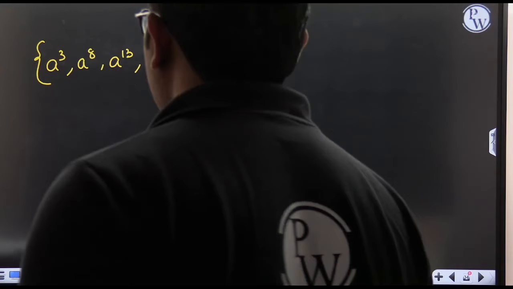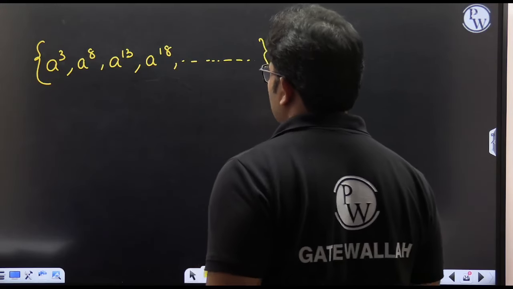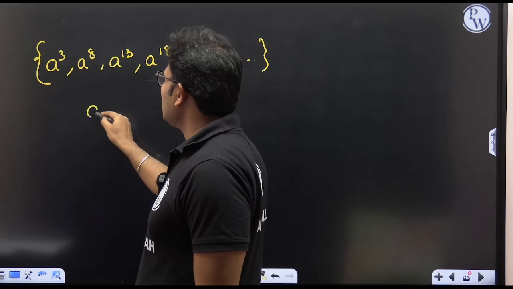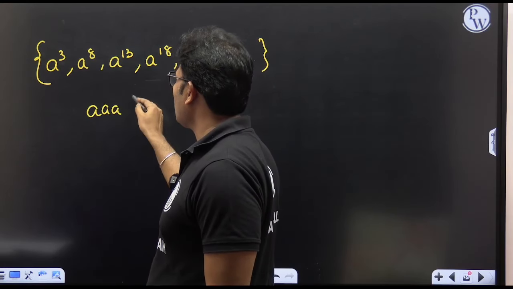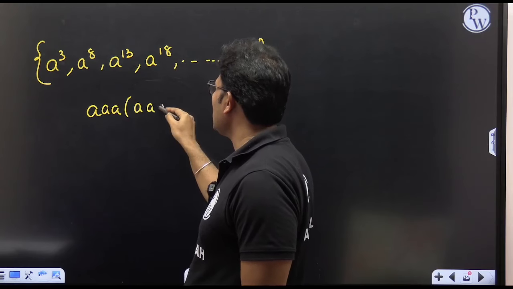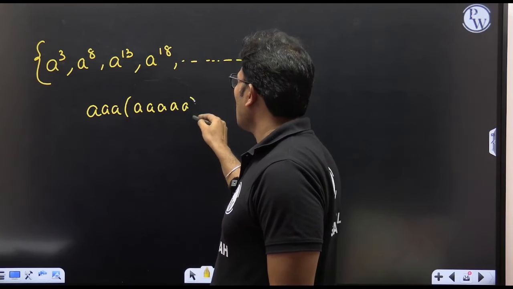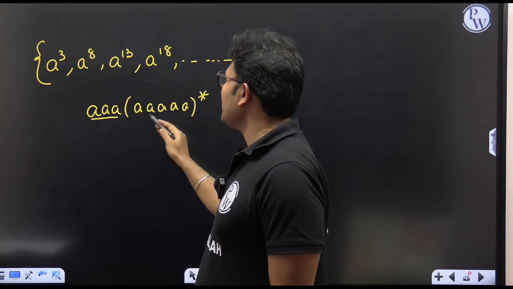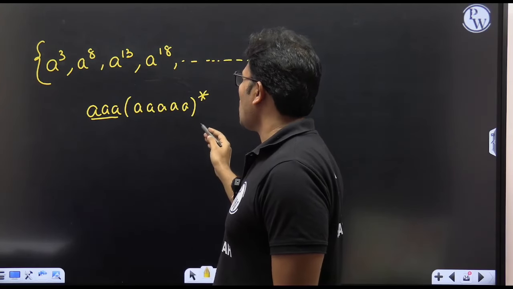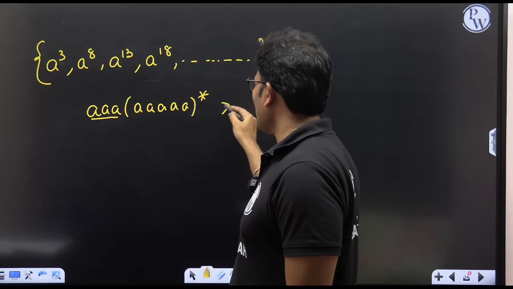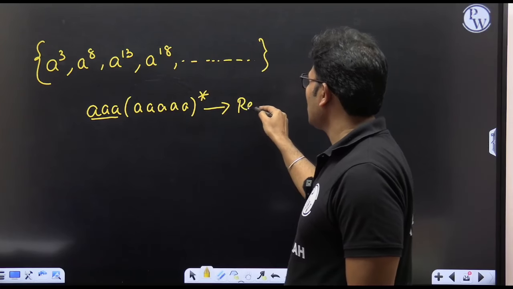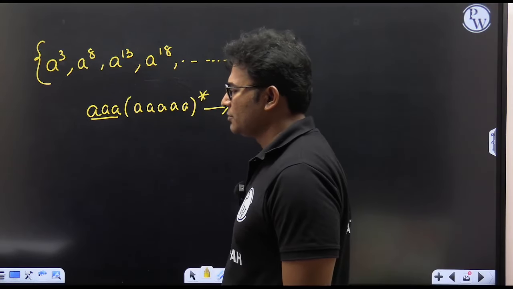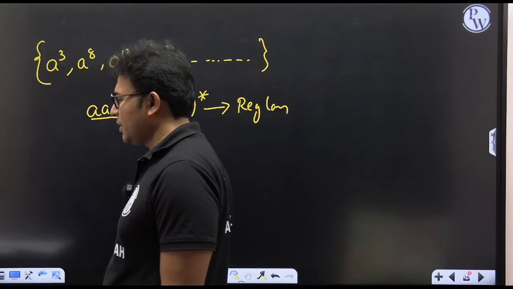So how are you going to solve this? You can write it as A followed by A whole star. Meaning, you will get A power 3, A power 8, A power 13, A power 18, and so on. So this is a regular language, because we are able to give a regular expression.